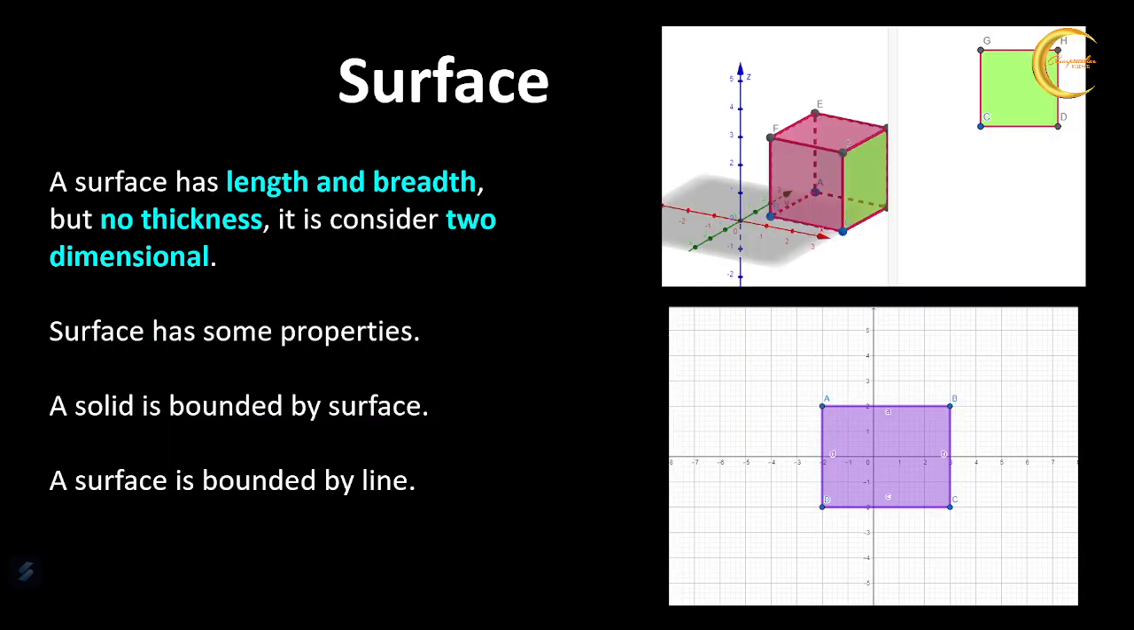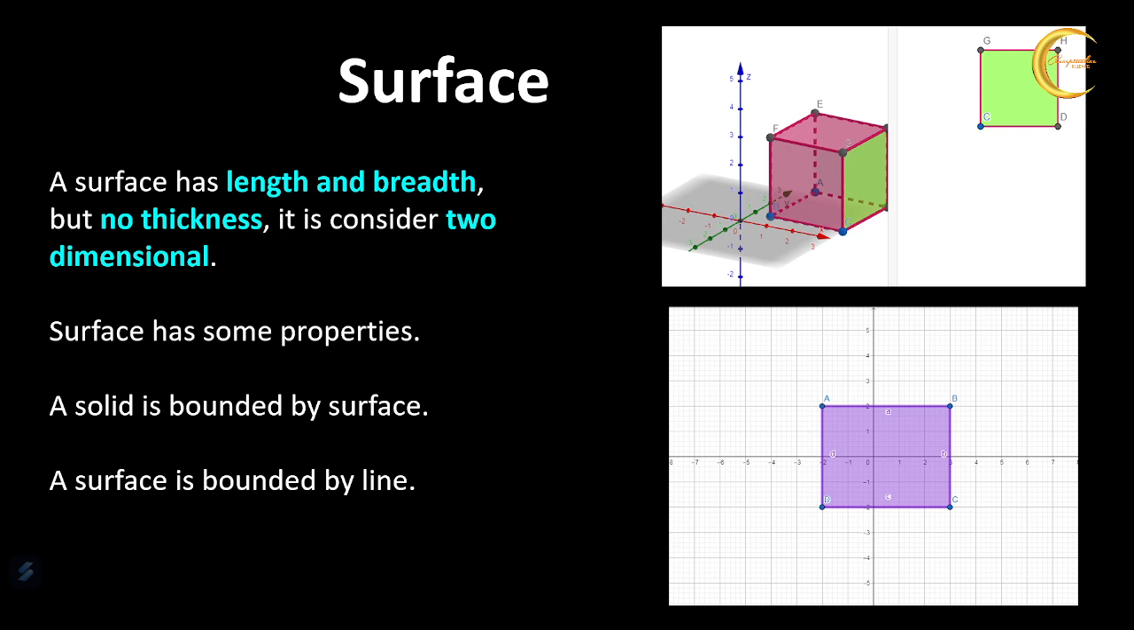Now next comes the surface. A surface has length and breadth but no thickness. You can consider this surface as a paper, and imagine this paper has no thickness. It is called two-dimensional.